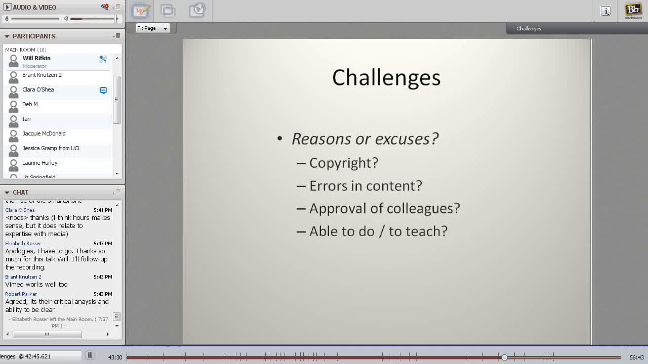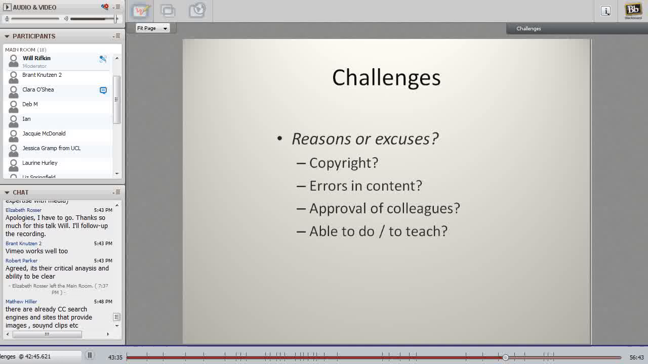The big issue is approval of colleagues. People are very worried. It's bad enough to be somebody who focuses on teaching in a discipline and in a university system that's focusing more and more on research, and now to be doing something that's beyond the pale, having students creating things on their computers that aren't just text, that might bring you under scrutiny.